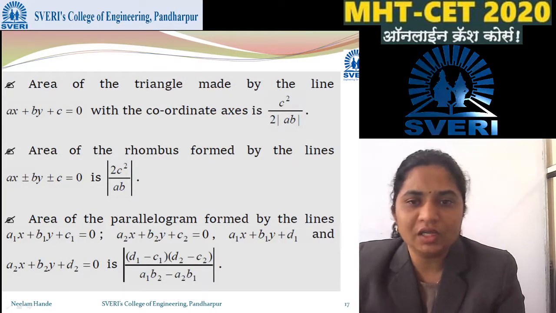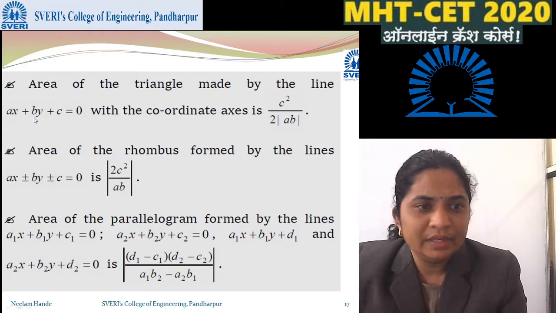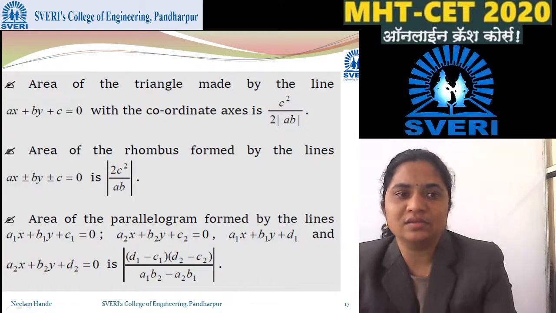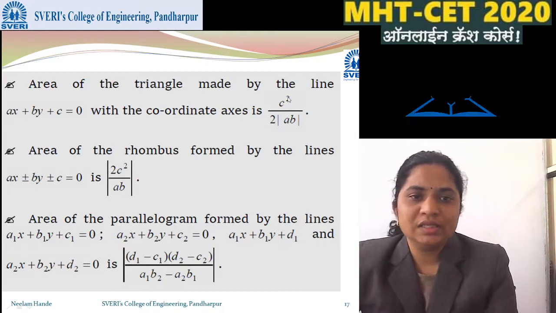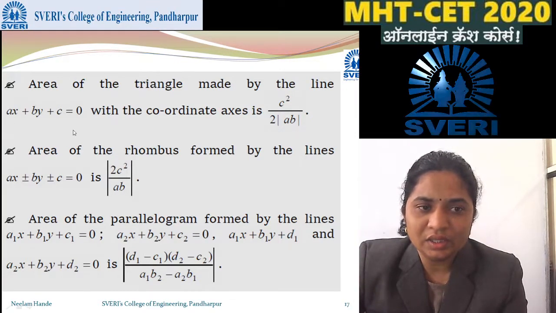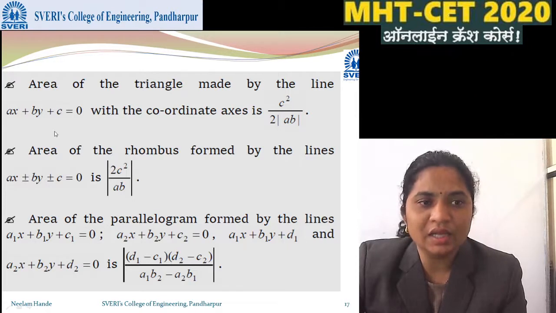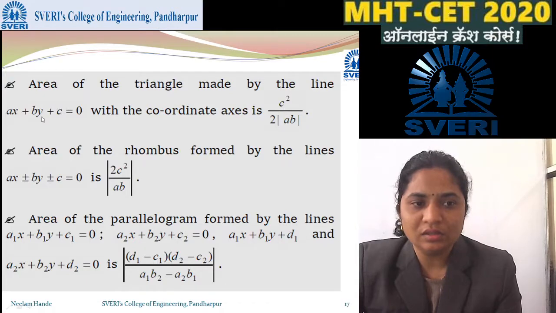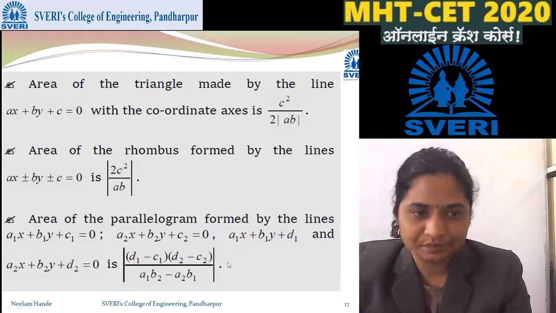Next, the area of the triangle made by the line ax plus by plus c equal to 0 with the coordinate axes is c square. Okay, this is the line, and if it cuts the coordinate axes in such a way that it forms a triangle, then that area is c square upon 2 into mod AB.